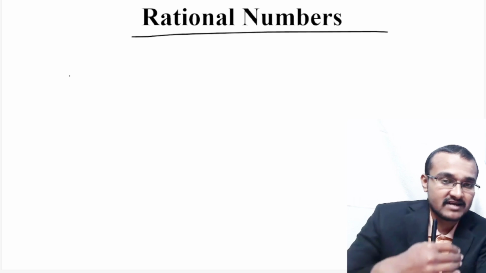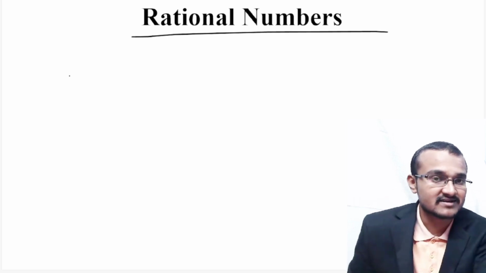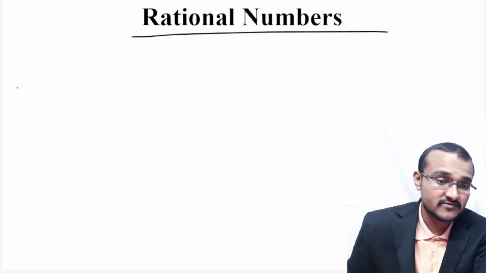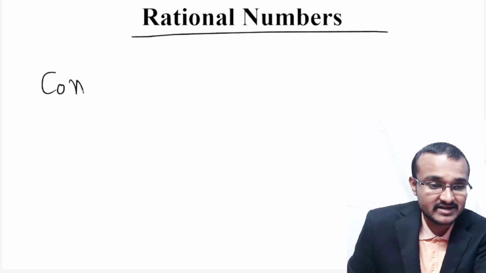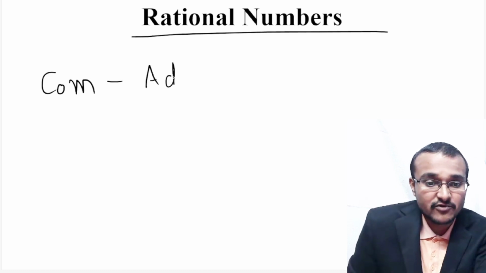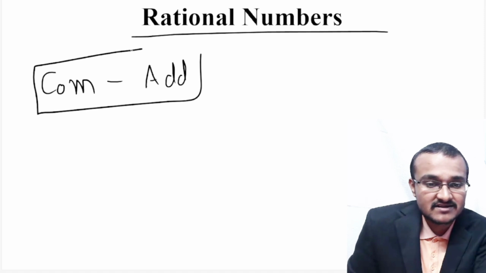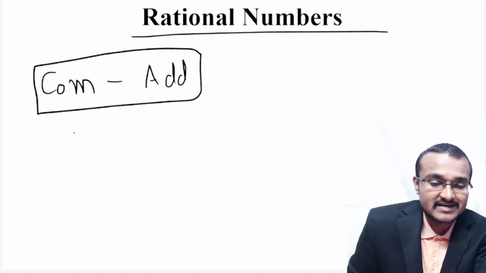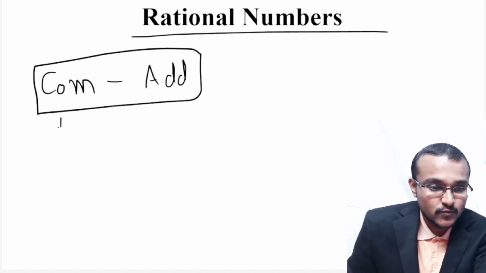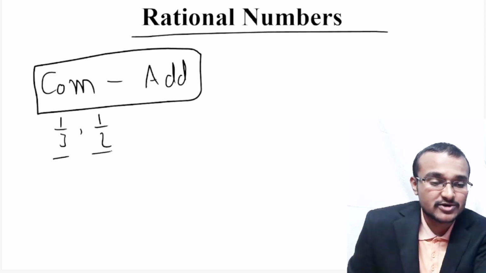I am just revising the concepts which were actually learnt in your previous classes. So we will test this particular commutative property for addition for rational numbers. So let us take two rational numbers, 1 by 3 and 1 by 2. So these are two rational numbers.